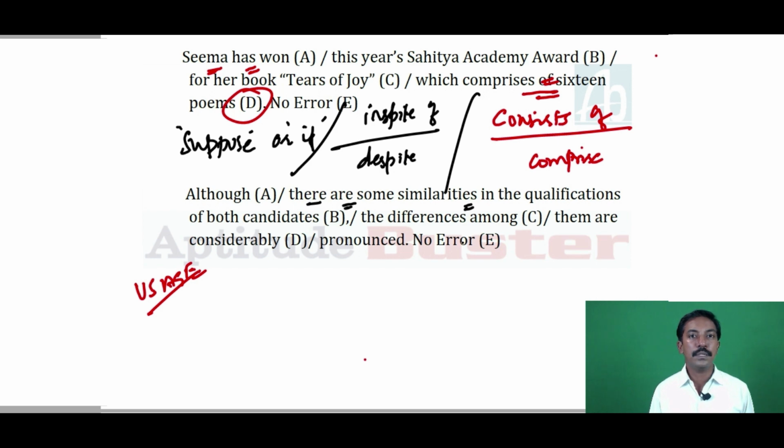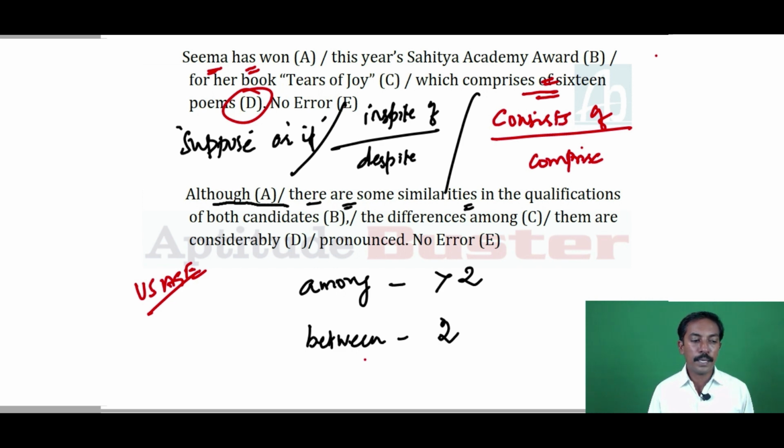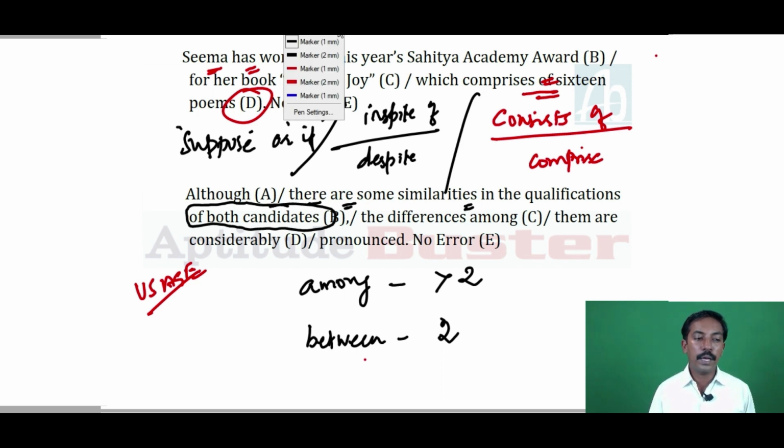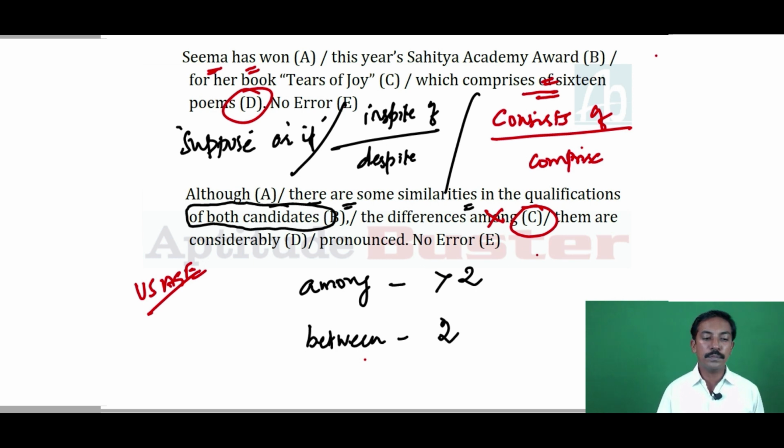This question certainly tests you on the convention. Whenever you use the word among, it should always be used for more than two, and you will use the word between for two persons. Remember this. The clue in the sentence is both candidates. So you're discussing only two candidates. Therefore, the word among is wrong. The error lies in option C. Instead of among, it should be differences between. Likewise, you need to pick some clues. Try to gather these sorts of clues for usage based errors.